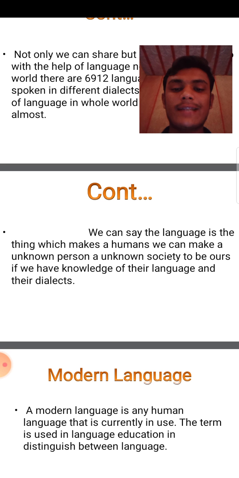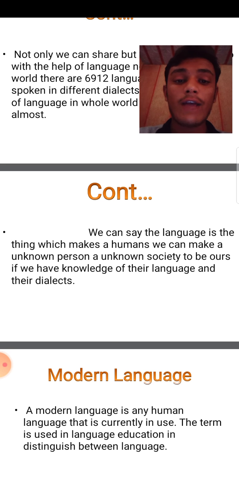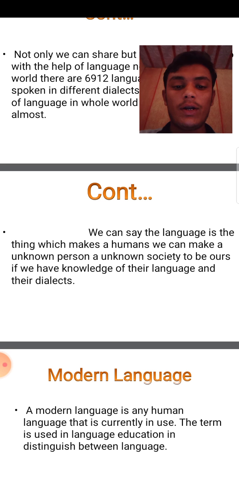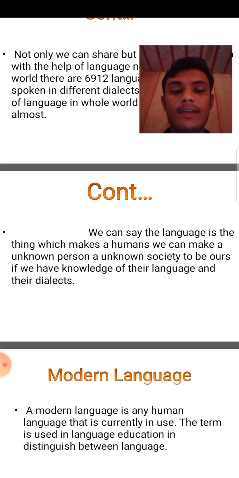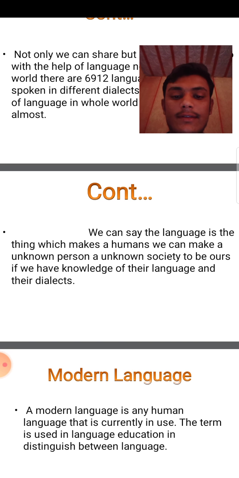Number 4 slide is, we can say the language is the thing which makes a human. We make an unknown person and unknown society to be ours. It means that if we have language, we can make the unknown in the society into a known person. We can say that a foreigner, if we have language, we can turn an unknown person into a known person. This is the importance of language. Let's have a look at their language and their dialects.